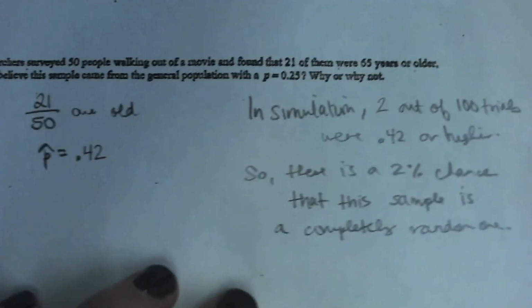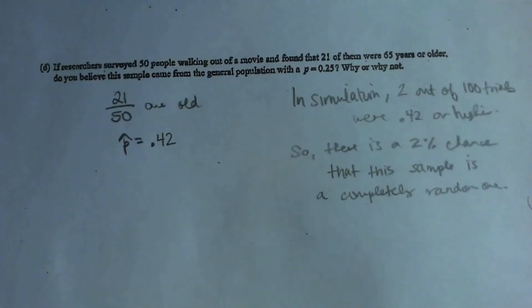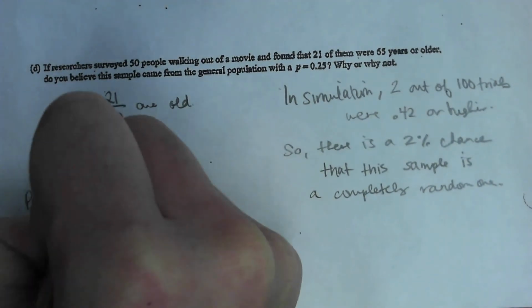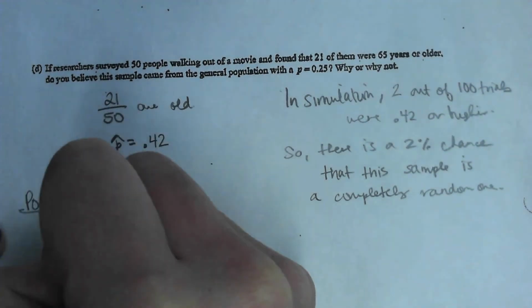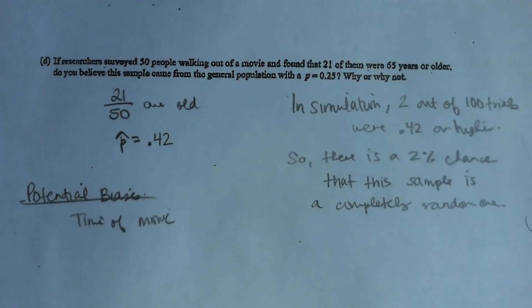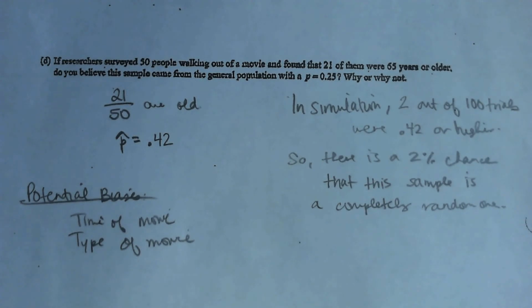So what might be the bias here? Because obviously that sample proportion of 42% is greater than what we know the population proportion of old people to be, which was only at 25%. So what might be some biases that were caused by sampling these 50 people? Okay, so potential biases. Time of movie. Okay? And that's because if you go at 1 o'clock on a Wednesday, yeah, you probably are going to run into more retired people than you would if it was 9 p.m. on a Saturday. You follow? Okay, what else? Right, what type of movie? The type of movie. And these are all things that you might have to hypothesize about. You'll never know.